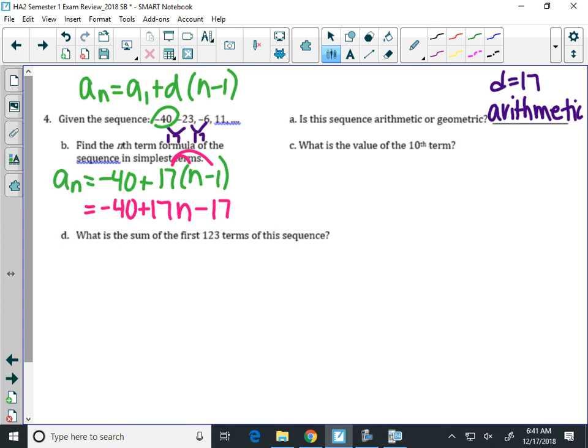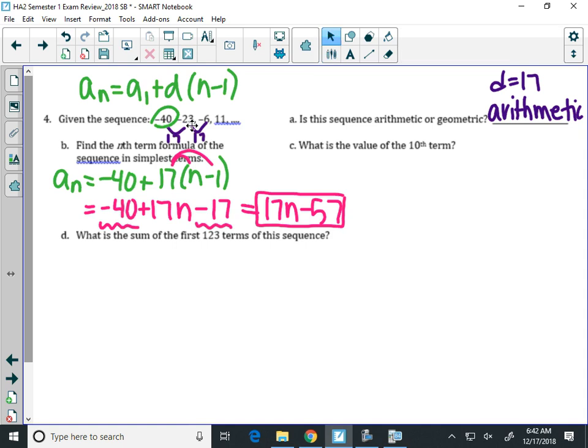Now, it says to write this in simplest form, so we want to get rid of the parentheses by distributing the 17 here. So you'd have negative 40 plus 17n minus 17. Then we need to combine like terms. Negative 40 minus 17 is negative 57. I'm going to write it this way, 17n minus 57, but you can put the negative 57 first. That's fine. That's the equation of the nth term.